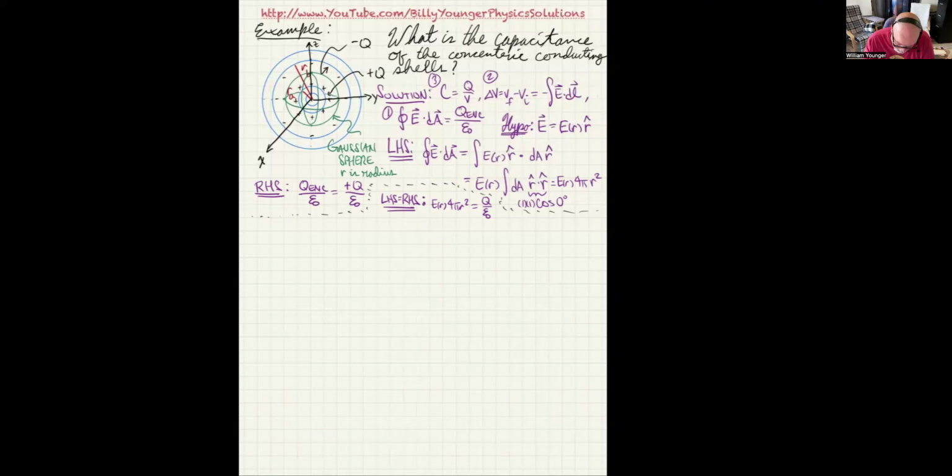So now from the left-hand side equal to right-hand side, I can solve for E of r. And obviously we get Q over 4 pi epsilon naught r squared. And using our original hypothesis, that means the electric field E is equal to Q over 4 pi epsilon naught r squared, and it all points in the r hat direction. And that is for r between RA and RB. So we now have the electric field. That is step one. Now we can go ahead with step two.